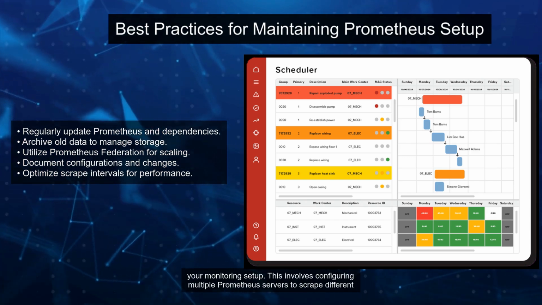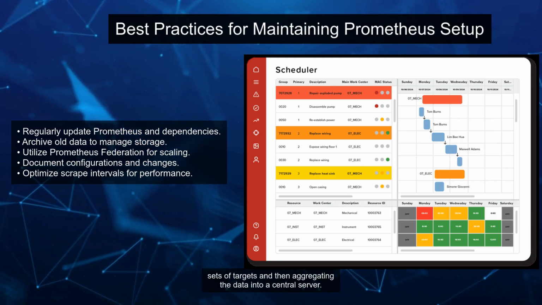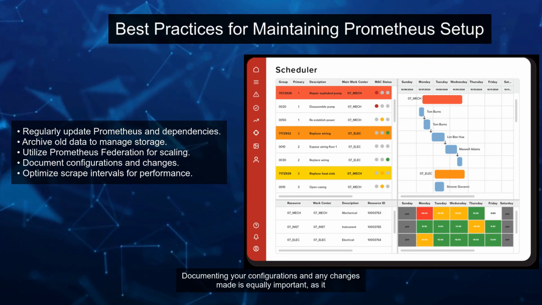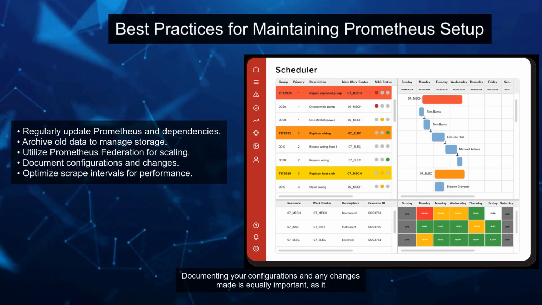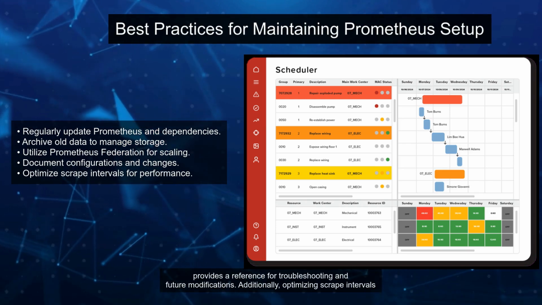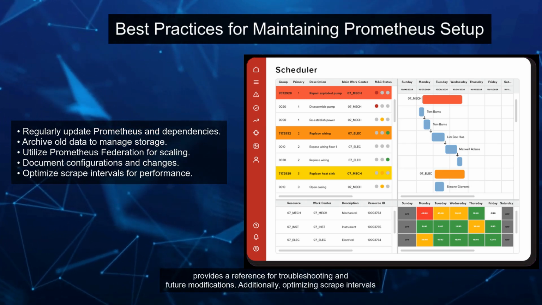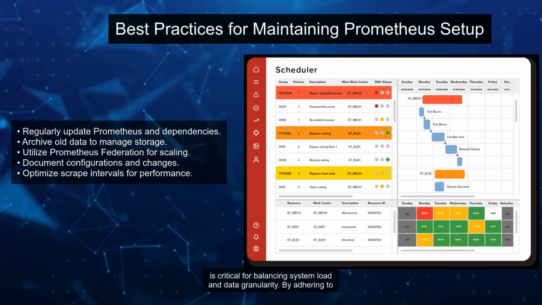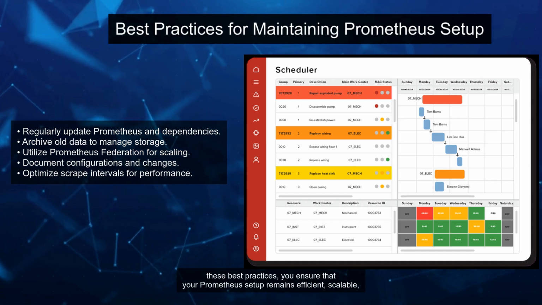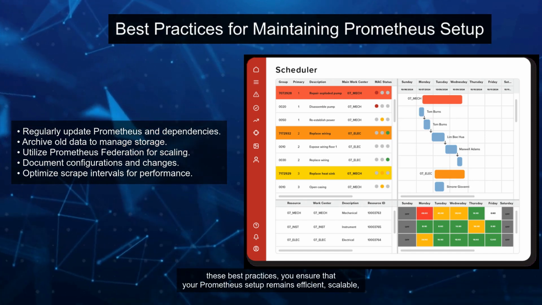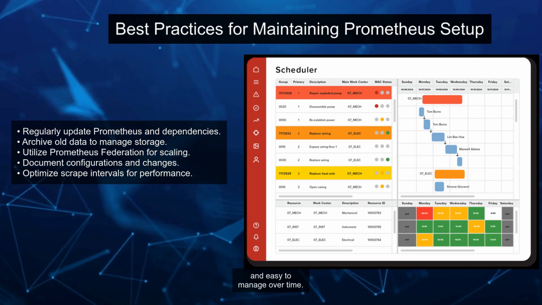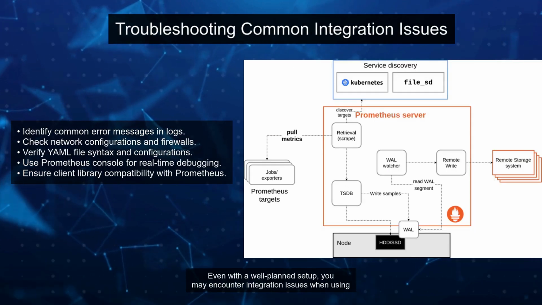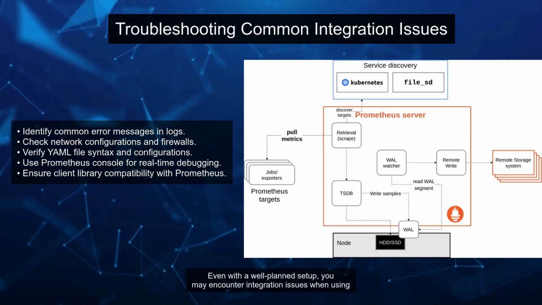This involves configuring multiple Prometheus servers to scrape different sets of targets, and then aggregating the data into a central server. Documenting your configurations and any changes made is equally important, as it provides a reference for troubleshooting and future modifications. Additionally, optimizing scrape intervals is critical for balancing system load and data granularity. By adhering to these best practices, you ensure that your Prometheus setup remains efficient, scalable, and easy to manage over time.